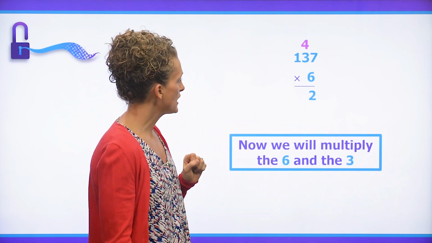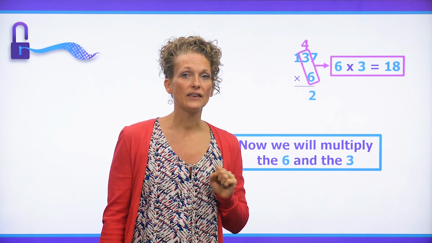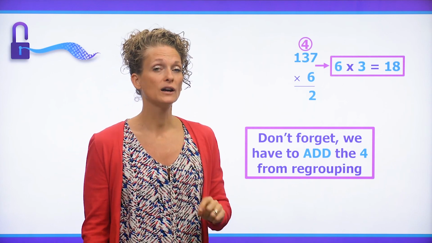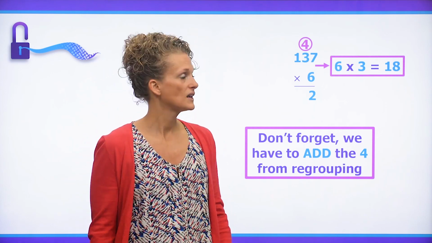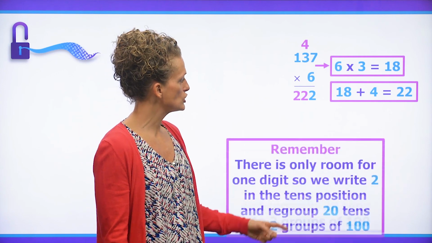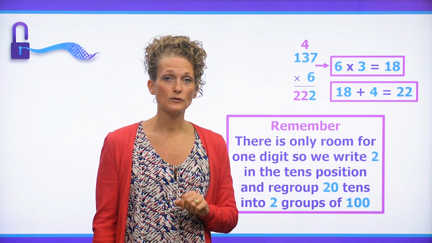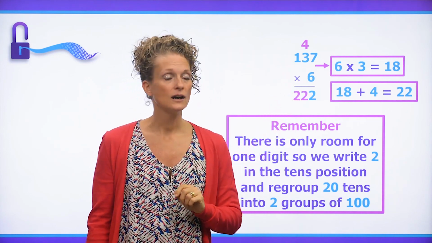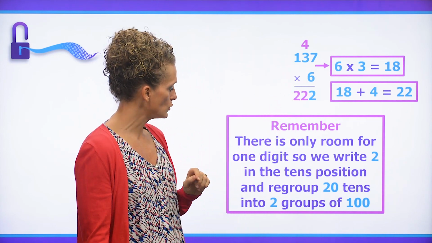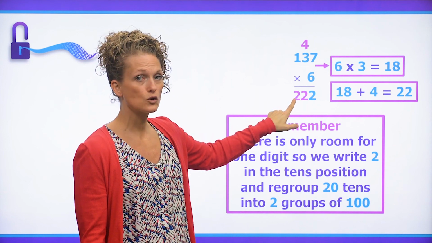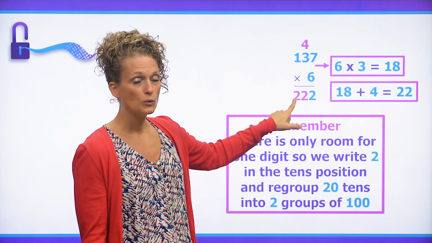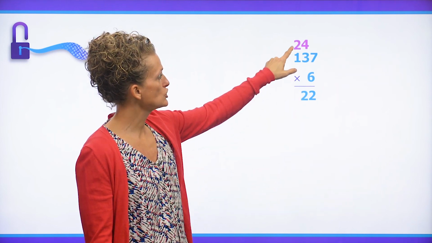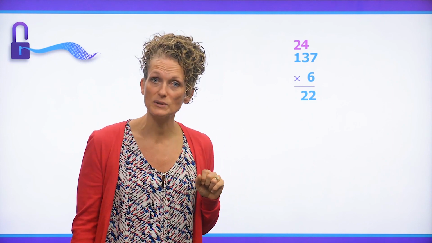Now, we're going to multiply the 3 and the 6, and that 6 times 3 is 18, but we don't want to forget to add the 4 that we got from our regrouping. So then 18 plus 4 is 22. Now again, we only have room for one digit in each position because we're not finished multiplying yet. All right, so that means that we're going to keep the 2, and this 2 right here represents 20 groups of 10, which can be regrouped into 2 groups of 100. So we're going to place that 2 above the 1, which is in the hundreds position.